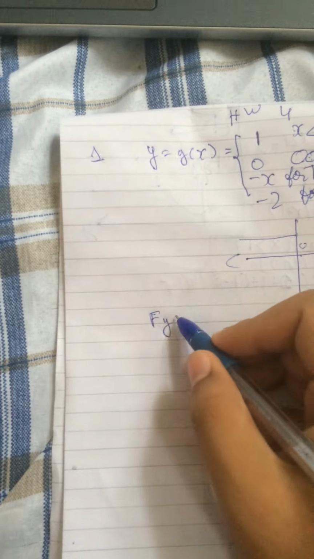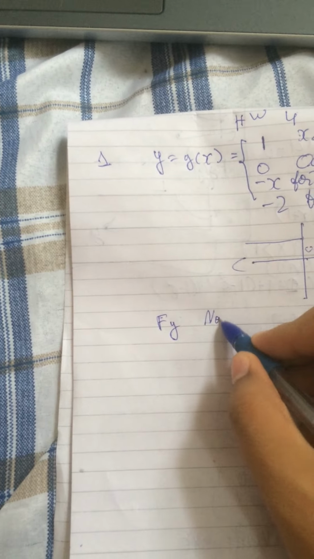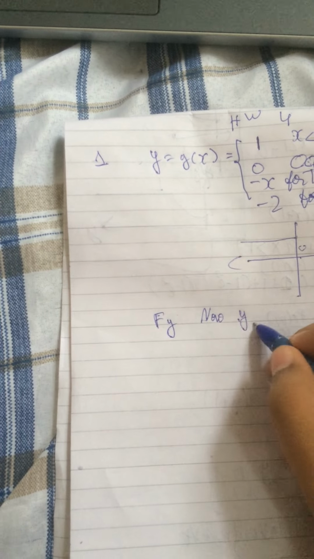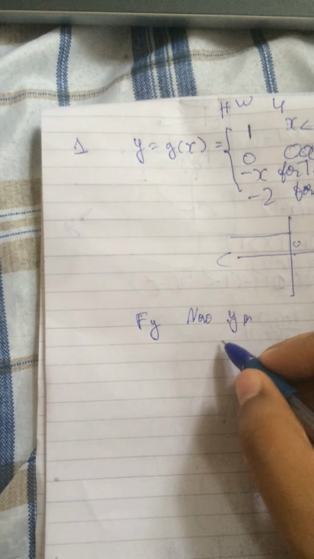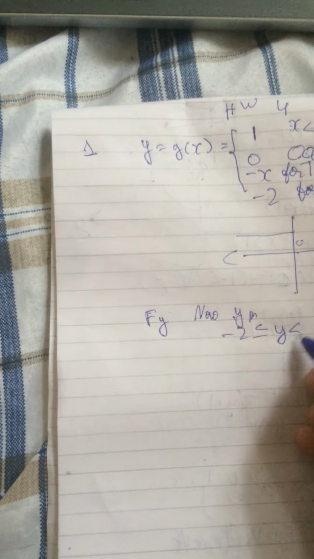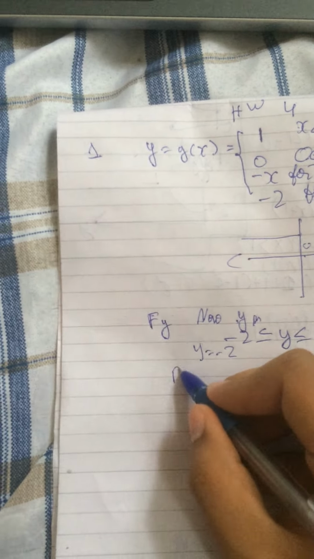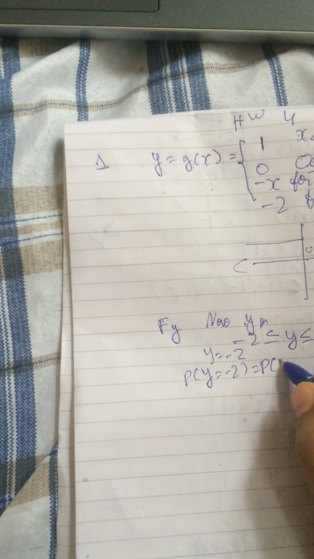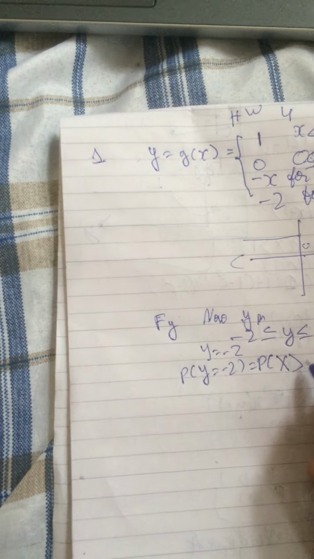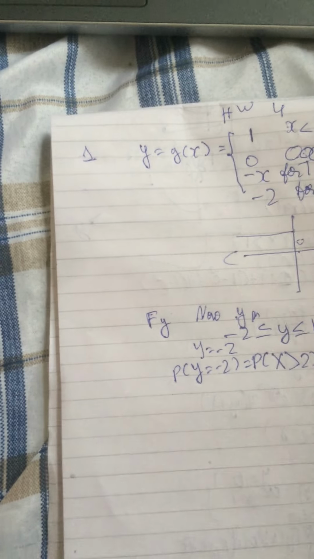Now for finding f of y, for y between minus 2 and minus 1, first we find out y at minus 2. So the probability of y at minus 2 is given by the probability of x when x is greater than 2, which is given by 1 minus Fx of 2.